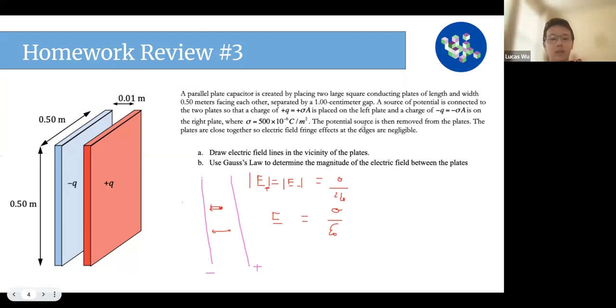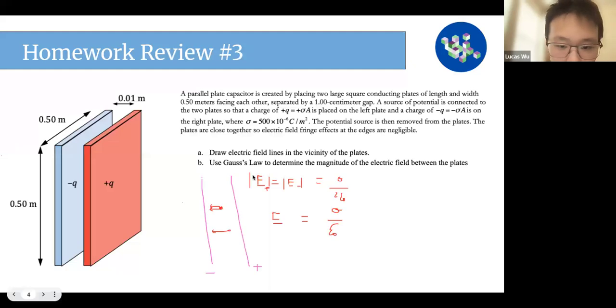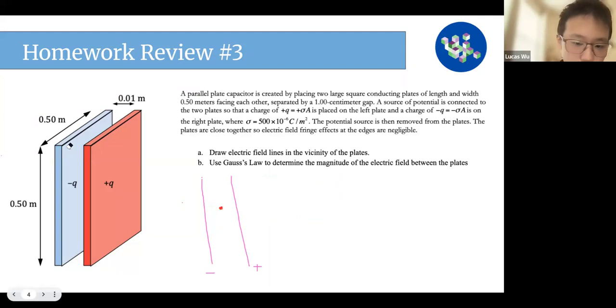So, draw electric field lines in the vicinity of the plates. Let me put that back on, and I'll erase some of this. All right, we want to draw the electric field lines. Remember, external to the two plates, we have no electric field, so the only electric field lines would be within the two plates. The electric field always points towards the left, from the positive to the negative, so the field lines would look something like this.